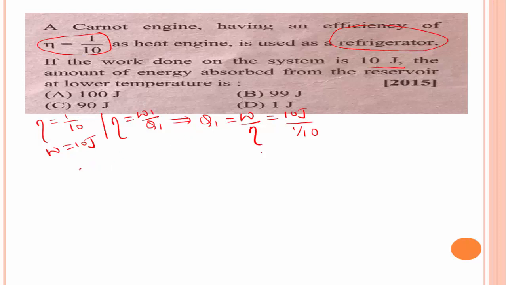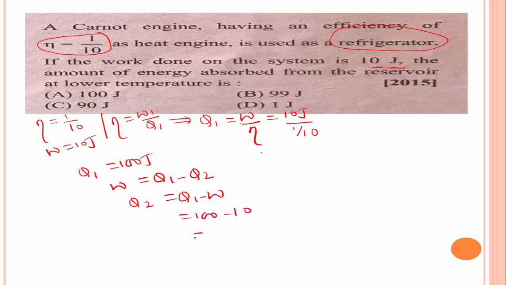Using this formula, Q1 is equal to W divided by eta, that is 10 divided by 1 by 10, which is 10 into 10, 100. That is, Q1 is equal to 100 joule. Then the work done W is equal to Q1 minus Q2, from higher temperature to lower temperature. Then using Q2 is equal to Q1 minus W, if the work done on the system is 10 joule, the amount of energy absorbed from the reservoir, that is Q2, is Q2 equal to Q1 minus W. Q1 is 100, 100 minus 10, that is 90. The SI unit of heat is joule. The option C is the right answer.